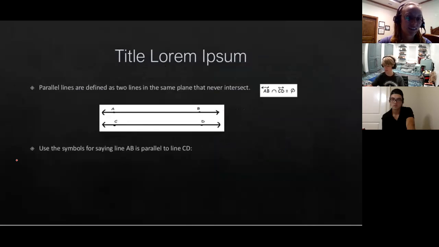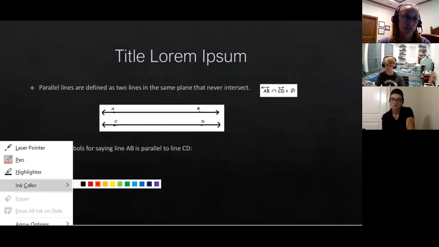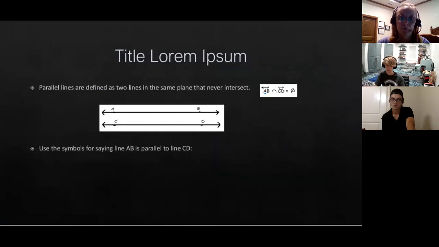Parallel lines are two lines in the same plane that never intersect. So if we use our symbols here, if we have line AB and we want to see where that intersects with CD, the answer is never, or empty set, because these two lines are parallel, and no matter how far out we go, forever, if I could draw straight, they would never cross.